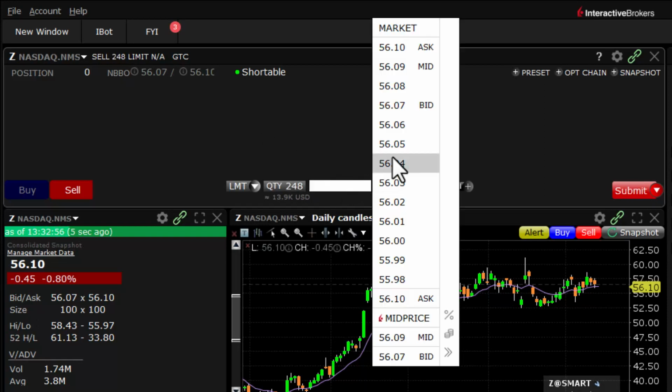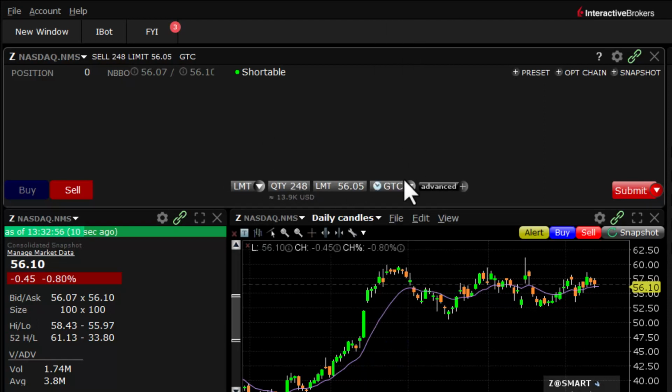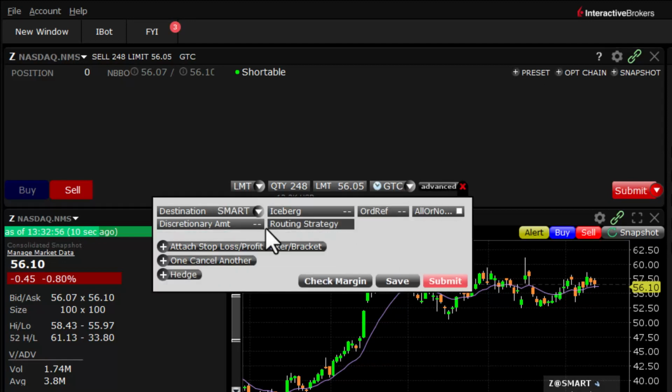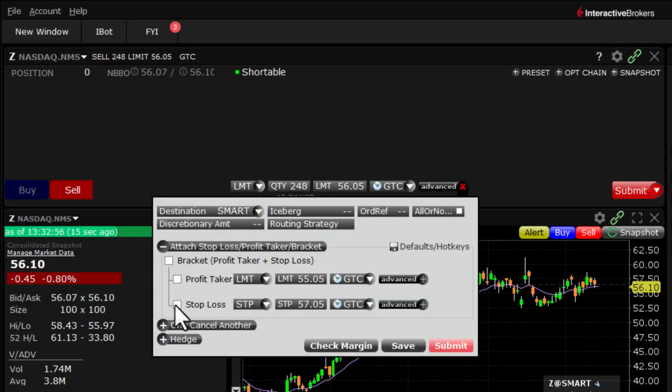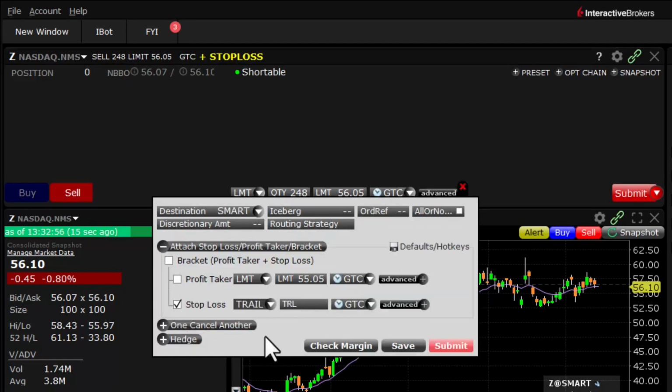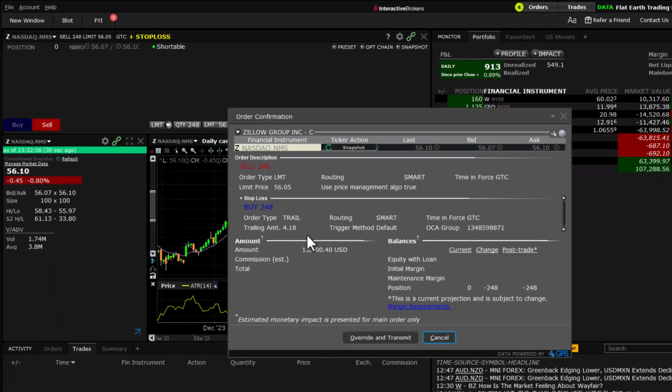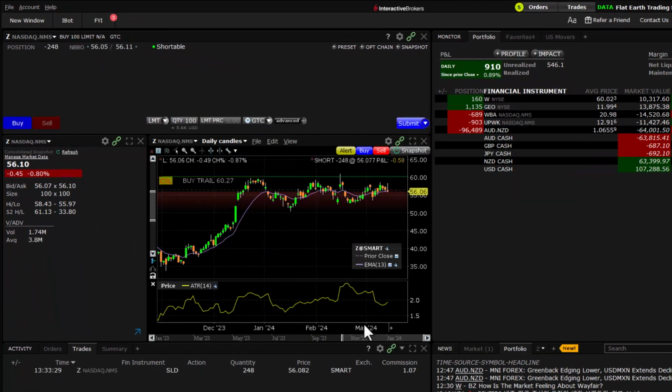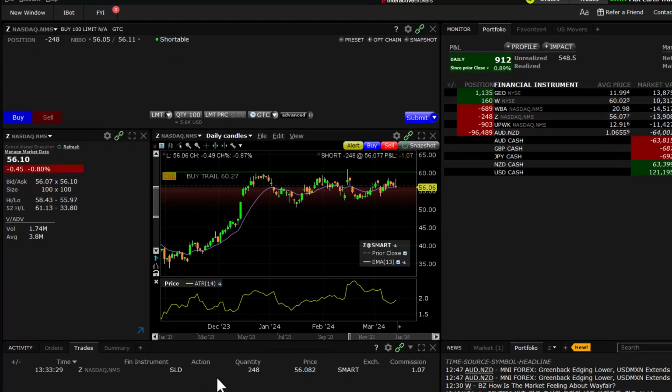Our limit price, again, I'm just going to put it underneath the bid right now. I want to give myself a little bit of time to get this trailing stop built out. A trail. The trail is going to be $4.18. Make sure it's good till canceled. As always, we're going to hit the submit button. All right, and we were filled.